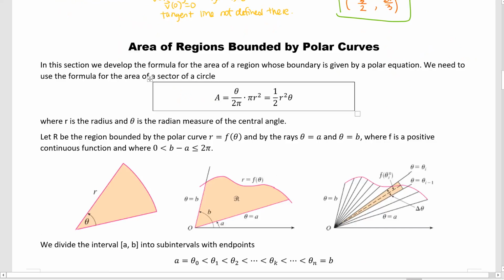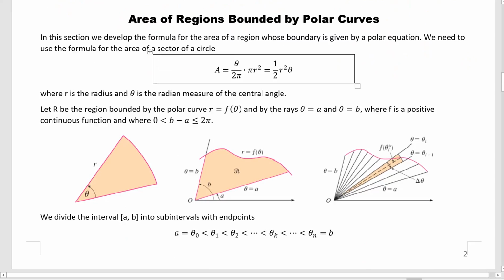All right, let's continue. Area. So, area of regions bounded by polar curves. In this section, we develop the formula for the area of a region whose boundary is given by a polar equation. We need to use the formula for the area of a sector of a circle. So how do we derive this formula?